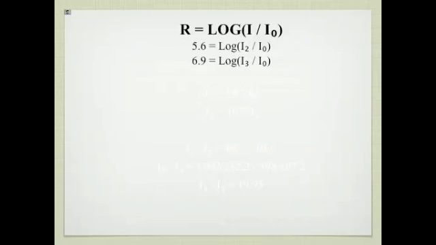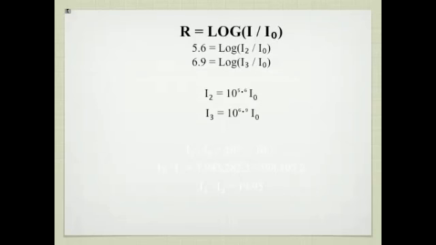Following the same steps as before, we insert the given Richter values into our equations. This gives us 5.6 is equal to the log of I2 divided by I0, and 6.9 is equal to the log of I3 divided by I0. The next step, as before, is to express the equations in terms of I0. I2 is equal to 10 to the 5.6 times I0, and I3 is equal to 10 to the 6.9 times I0.